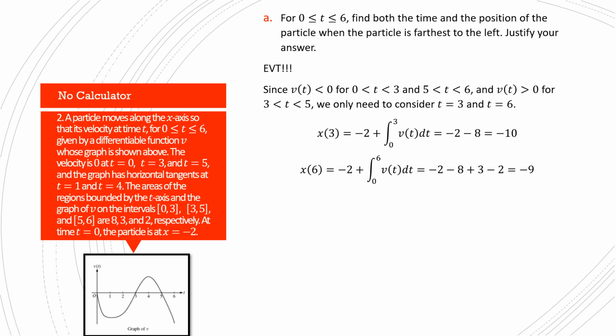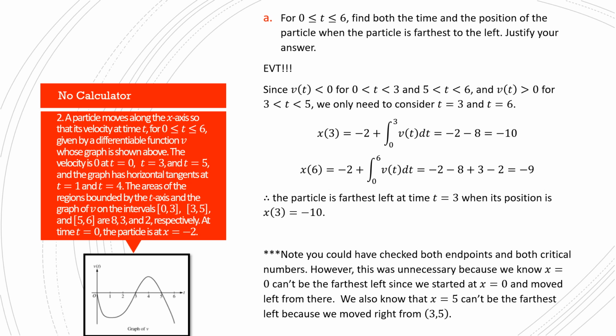of my velocity. So again, that negative 2 is our start, and then from 0 to 3, we had negative 8. 3 to 5, we were at 3, and then 5 to 6, we were at negative 2 per the question. Add all that up, I get negative 9. So based on this, I'm furthest left, or most negative, at x of 3, which is negative 10.